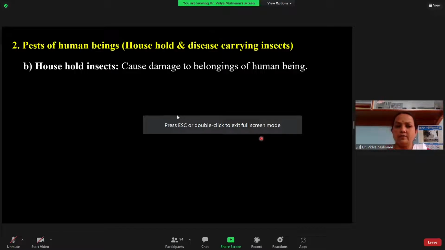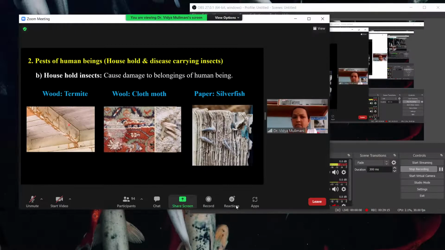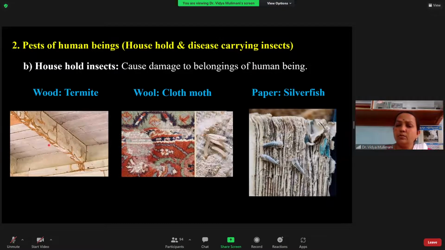Next category you have is the household insect. They cause damage to whatever material belongs to human beings. The best example here is the termite, especially on dead wood. So whatever wood you have used for your window, or for the door, or even for the cupboard, you will always have damage by the termite.